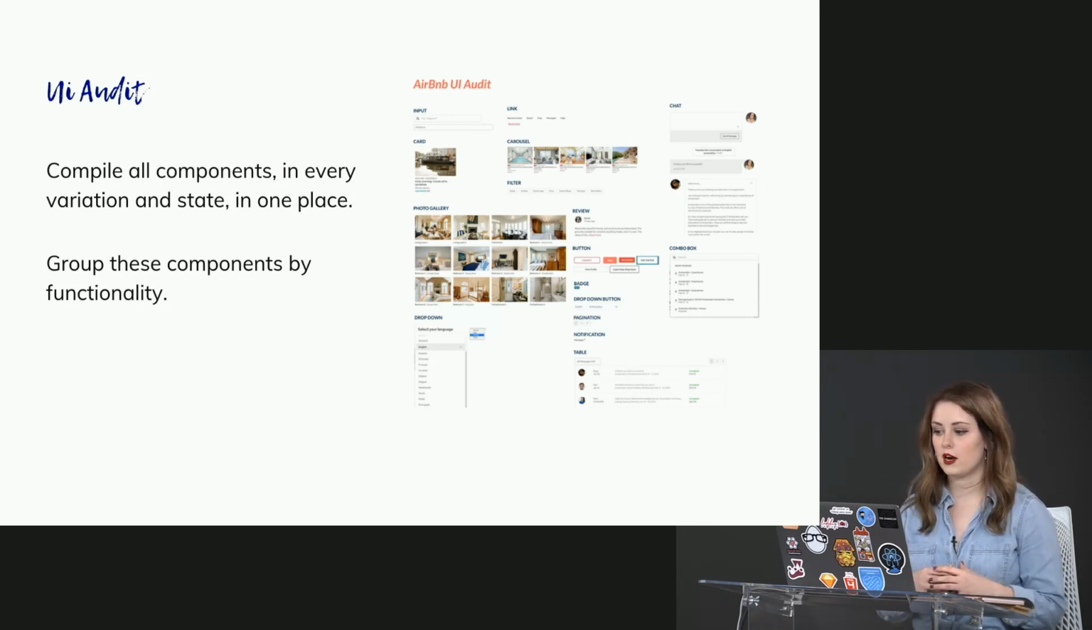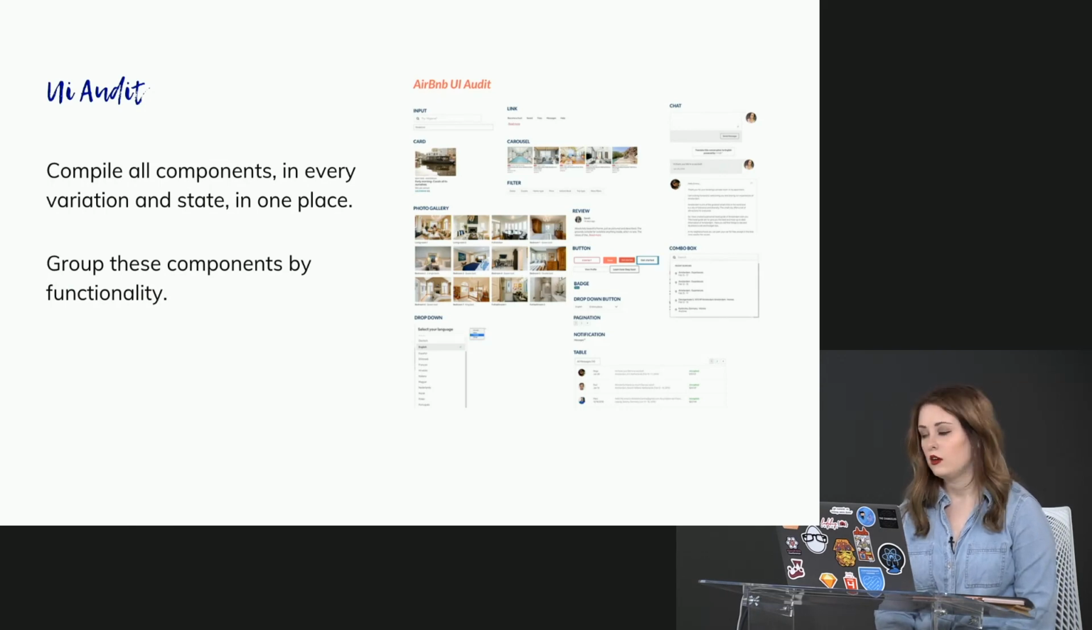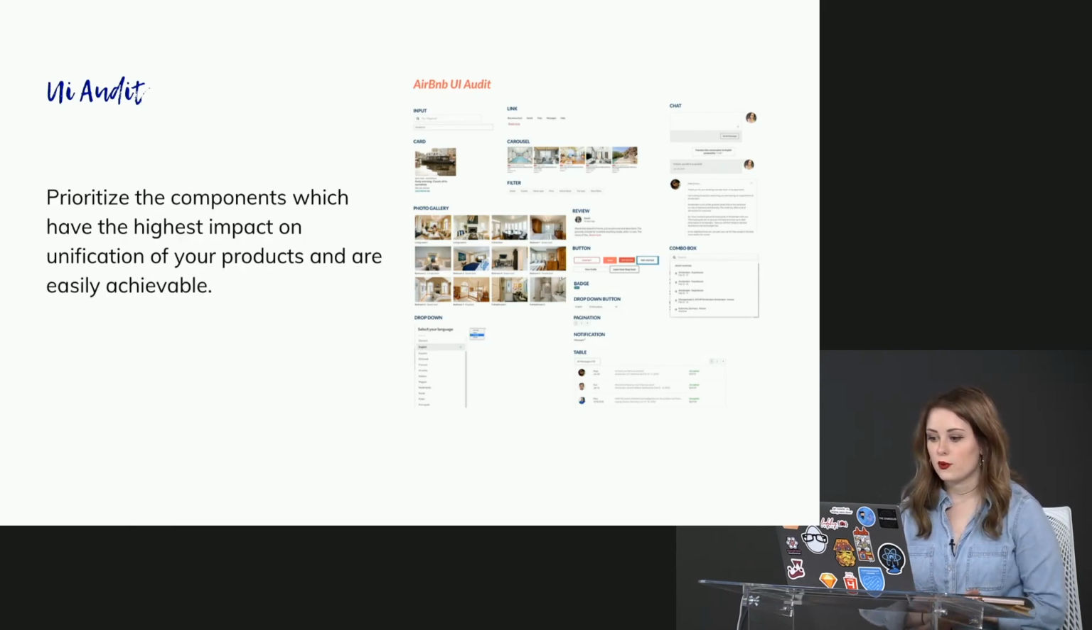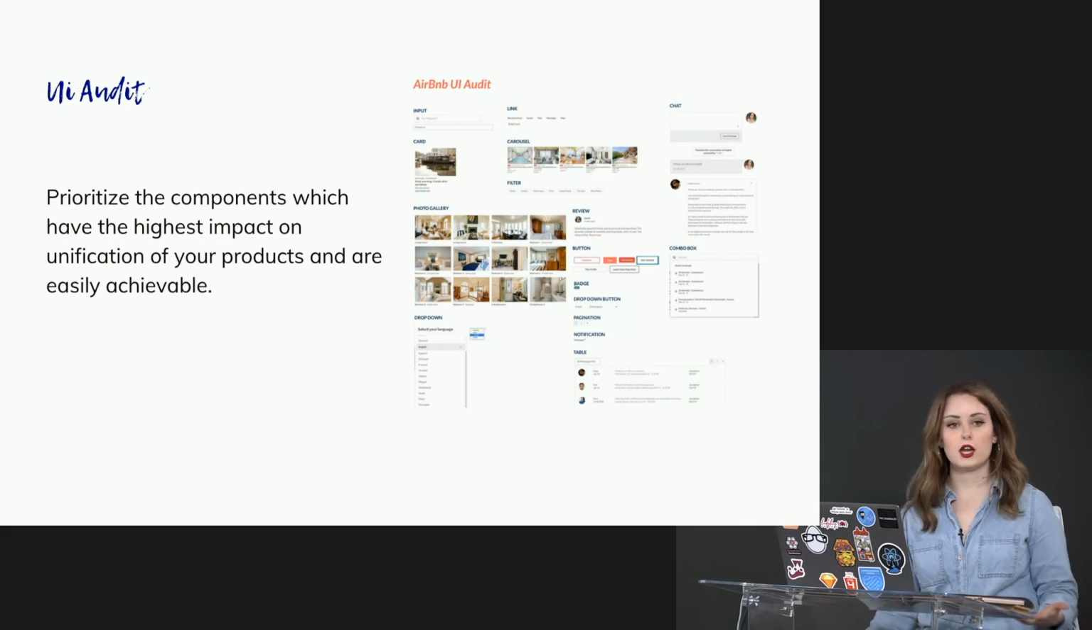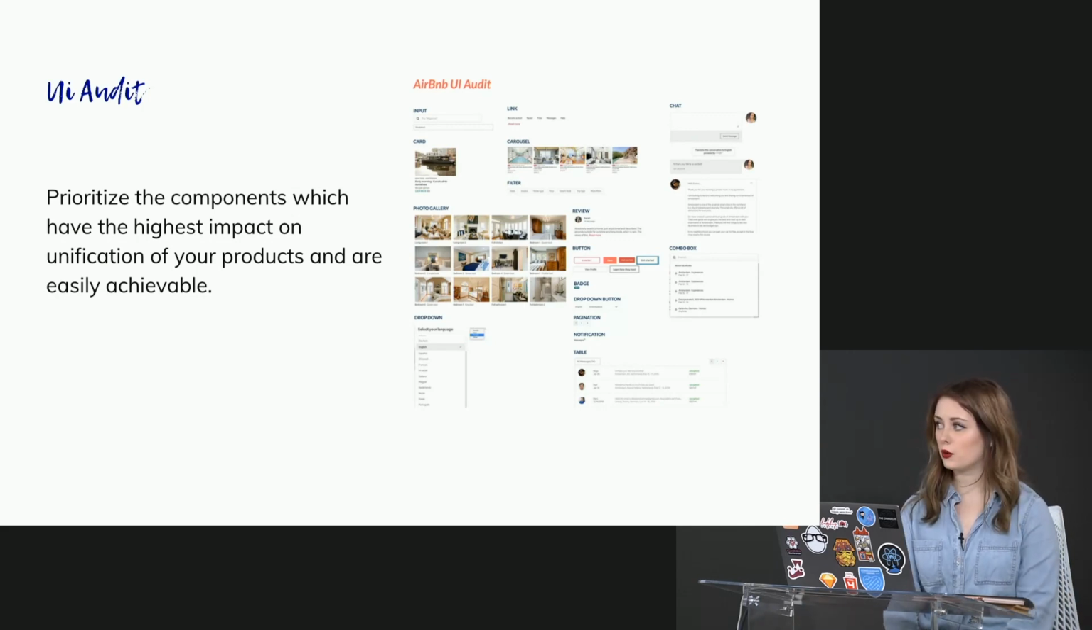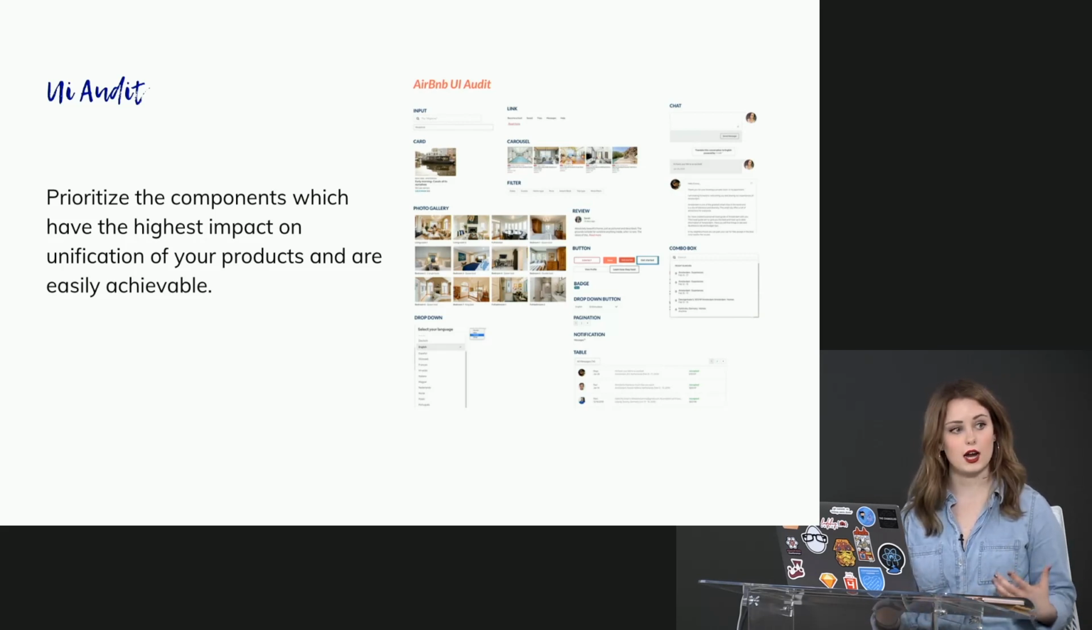We're not going to group them by visual appearance because visual appearance can change and evolve over time, but the underlying functionality is going to be the same. So once we conduct our UI audit, we actually have to prioritize. We're going to have a lot of components. How do we actually pick and choose what we're going to work on first, especially if we don't have a dedicated design team or if we don't have that many team members? So we need to figure out how to prioritize them. We want to focus on the things that are going to have the highest impact and be easily achievable.